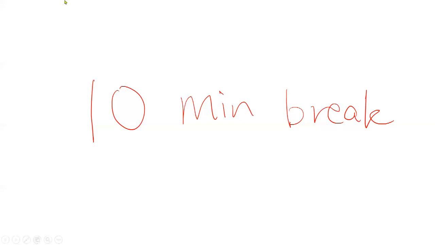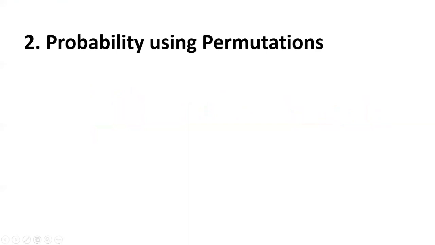Okay, welcome back, and let's continue our lesson. Next, we're going to have a look at probabilities using permutations. Remember that the reason why we learn the counting techniques is to find the number of sample points in the sample space and the number of sample points in an event. And then we can use a ratio between these two numbers to find the probability of any event, right? Okay, so let's have a look at some examples.